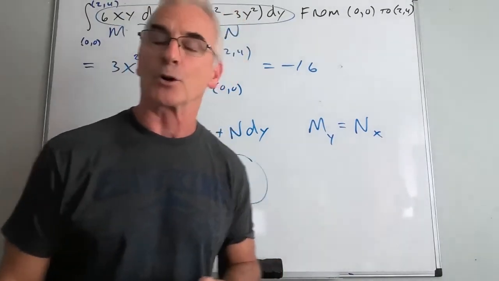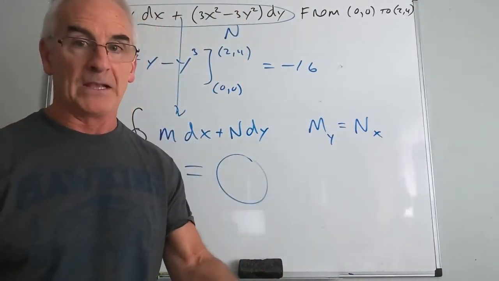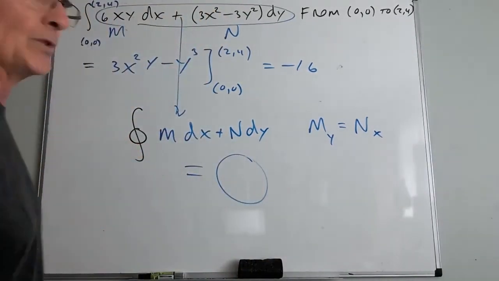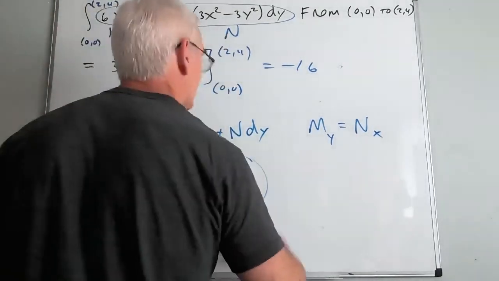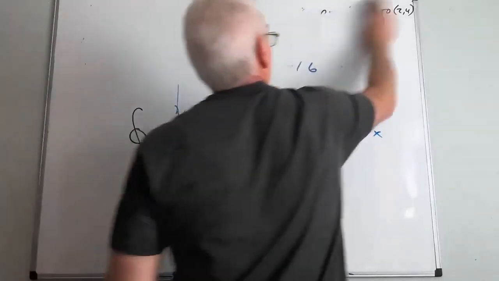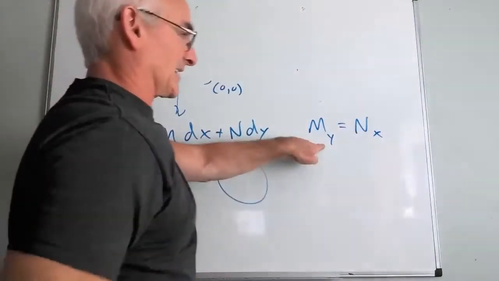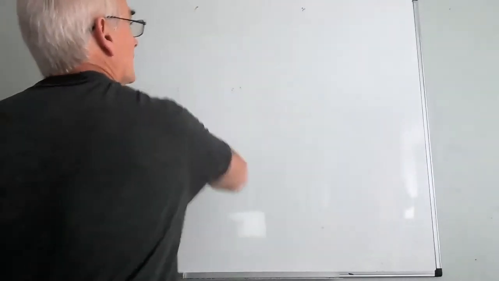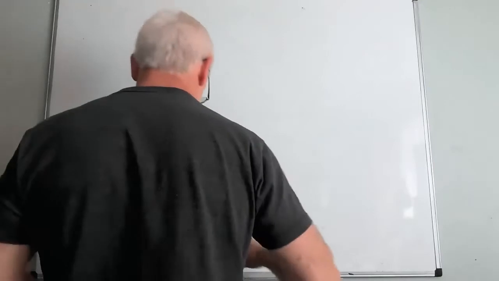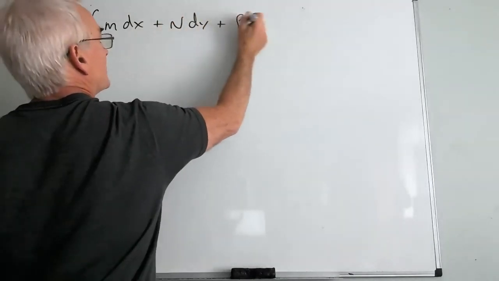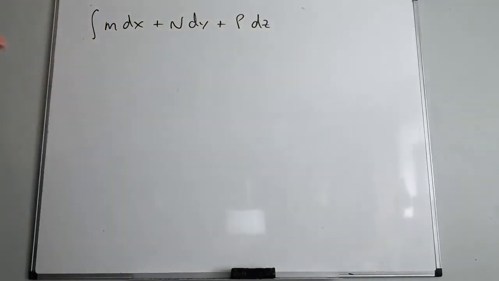Now, I said conservative is not the norm. That's special. So the rest of the time, no, I'd have to do the calculations. The vast majority of the time, you've got to actually do the calculation like we did at the beginning. So what happens now if my vector is in 3D? This isn't going to quite cut it. Okay. So now I've got M dx plus N dy plus P dz. So I've got a 3-dimensional problem.